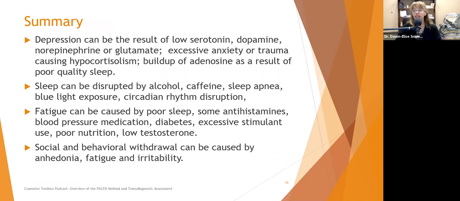Depression can be the result of low serotonin, dopamine, norepinephrine, or glutamate. Excessive anxiety or trauma causing hypocortisolism, built up of adenosine as the result of poor quality sleep. Sleep can be disrupted by alcohol, caffeine, apnea, blue light exposure, or circadian rhythm disruption from just being in the dark too much. Fatigue can be caused by poor sleep, antihistamines, blood pressure medication, diabetes, excessive stimulant use, poor nutrition, or low testosterone.